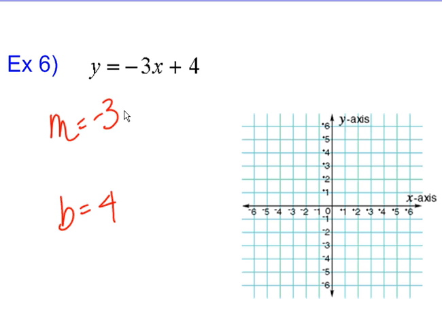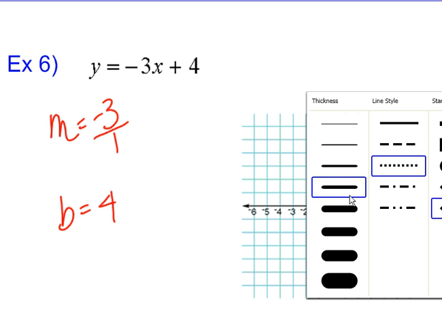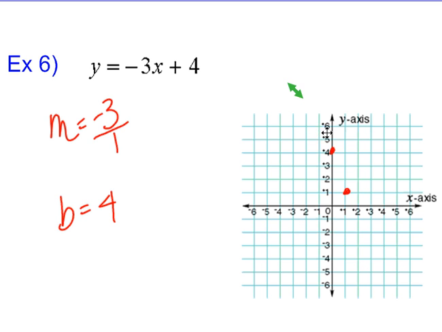So we're going to take this negative 3. We know it's a fraction, rise over run. We're going to begin at 4, which is the location on the y-axis, or the y-intercept. So we'll put a dot there. And from there, we're going to move down 3 and to the right 1, positive 1. And we're going to draw ourselves a line. Put us right through it, just like that.